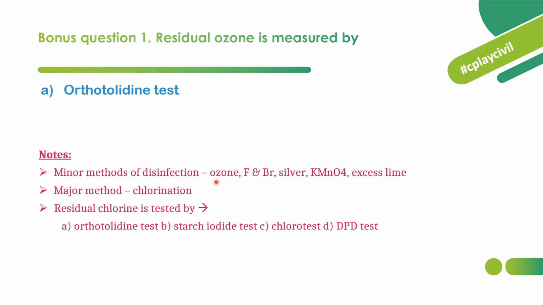These are the minor methods of disinfection: treatment with ozone, treatment with fluorine and bromide, silver, KMnO4, potassium permanganate, or with excess lime. So when we use these things, there will be some amount of disinfection, and these come under minor methods. But the major method is chlorination. And the residual chlorine is tested by these 4 tests: orthotoluidine, starch iodide, chlorotest, and DPD test. Now let's move on to the next question.